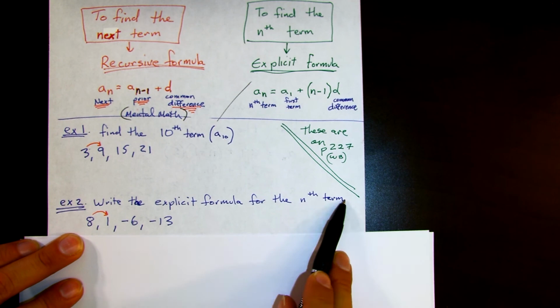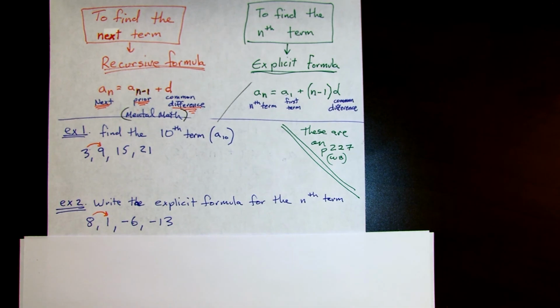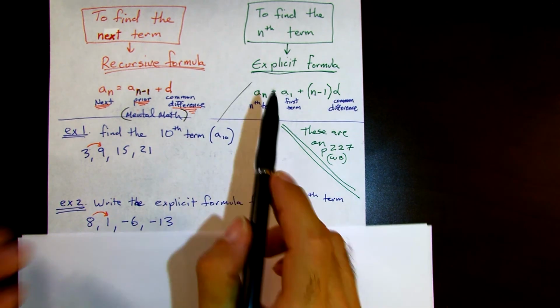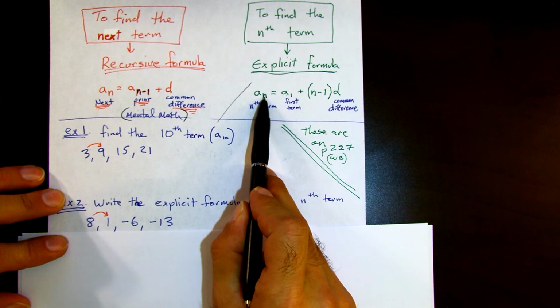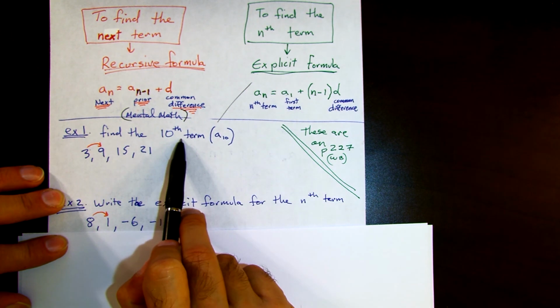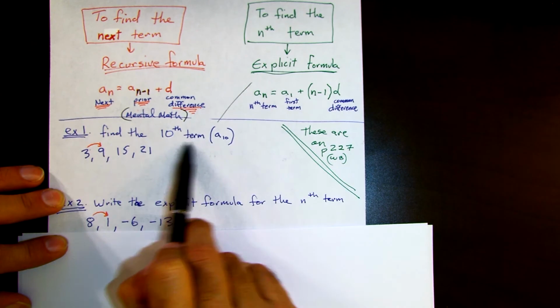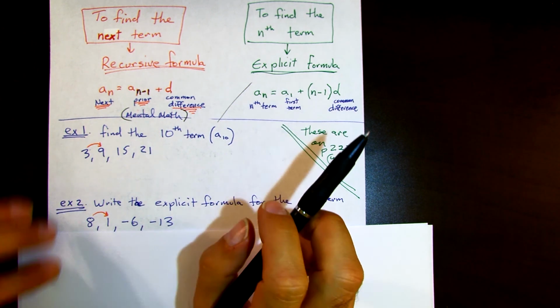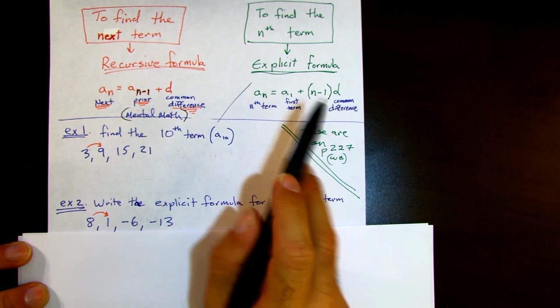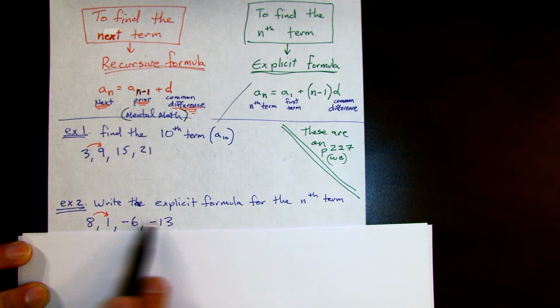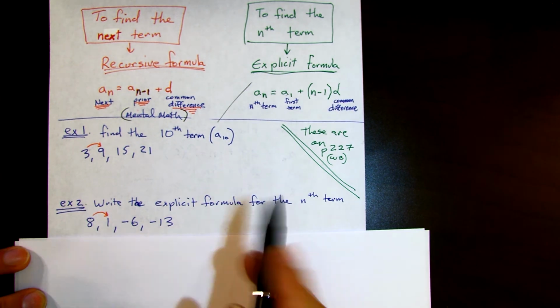Write the explicit formula for the nth term. So this is going to be the situation that we did where we don't have a term we're looking for, as if we had the 10th term. We don't have a goal of like a 10th term. We only have the goal to create a formula that will work for all of this.